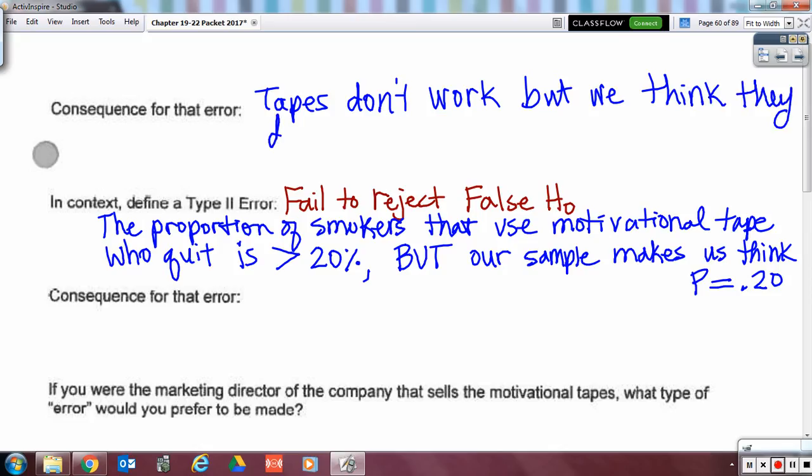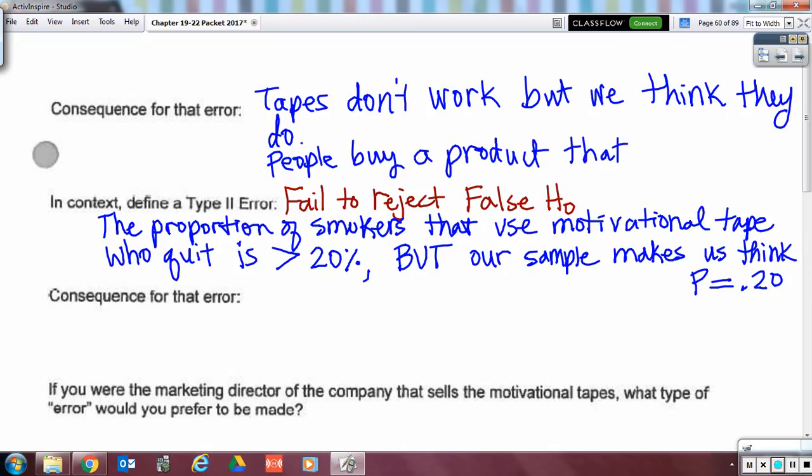I mean, you could also say here, I'm kind of unclear on how far I want you to take this consequence. What ends up happening? People do what? People waste their money and they buy something that doesn't work. Okay. So people waste their money. People buy a product that doesn't work. All right, let's do the next one.